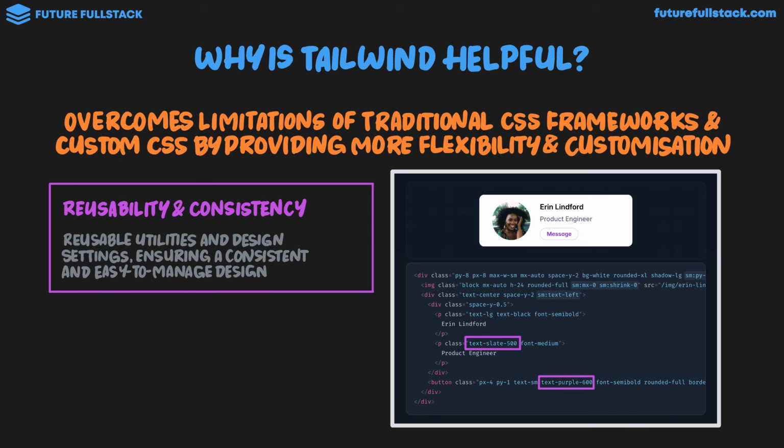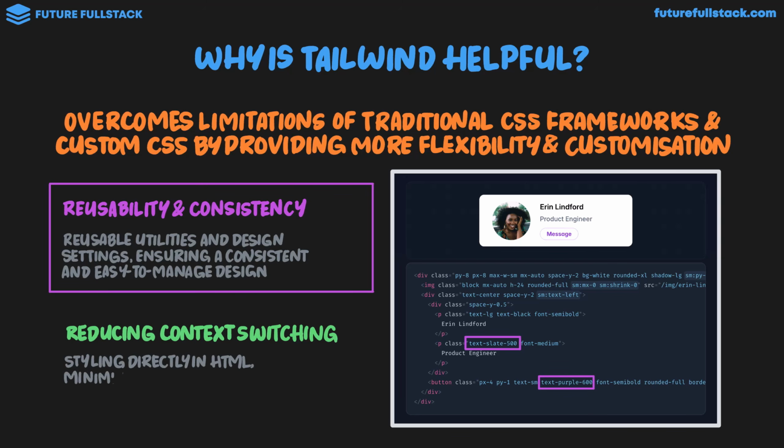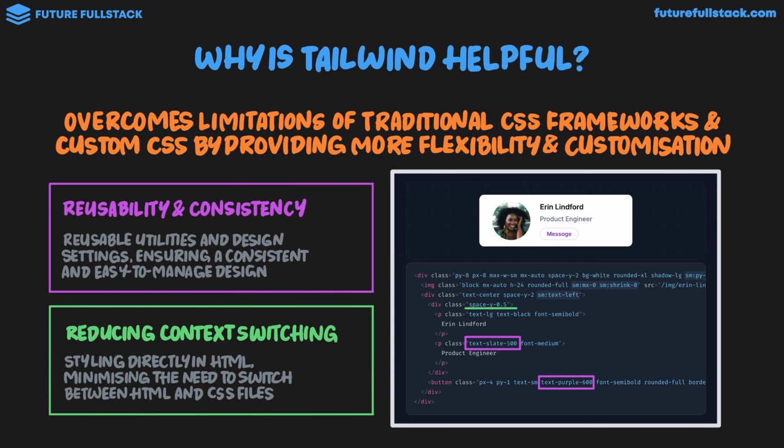The second reason Tailwind is helpful is it helps reduce context switching. By this I mean that styling directly in HTML minimizes the need to switch between HTML and CSS files. So for example, this paragraph over here has large black text which is semi-bold. We don't need to flip between a CSS and HTML file, we can see it all in one place.